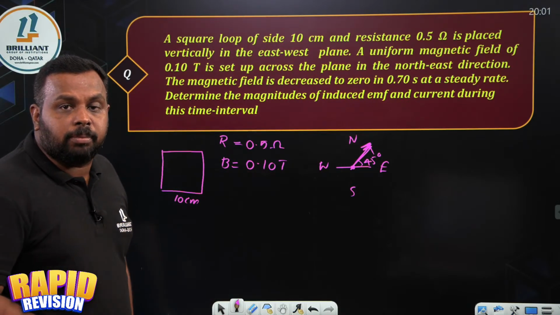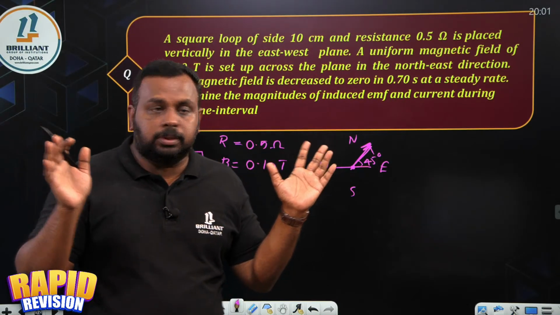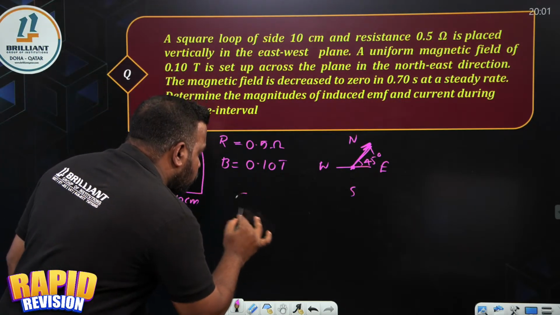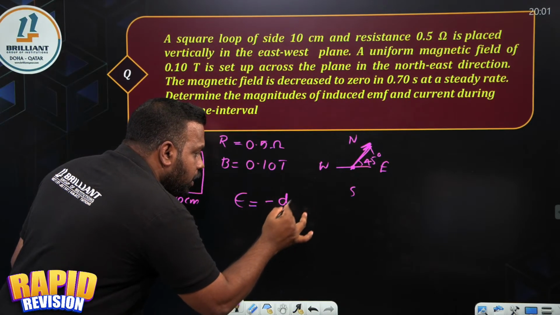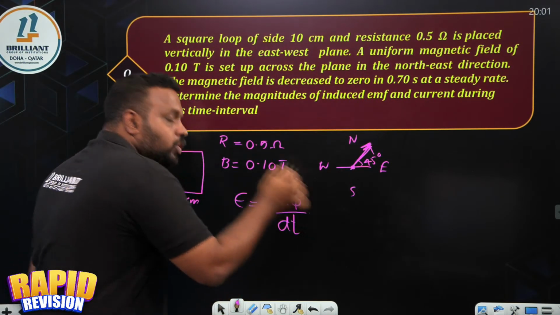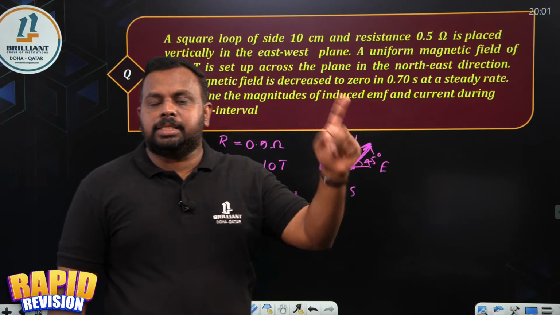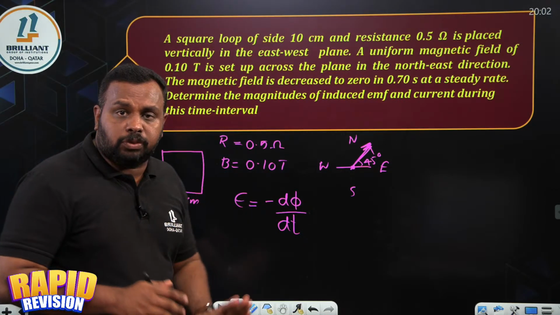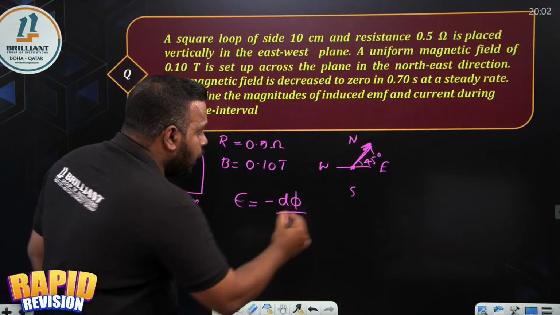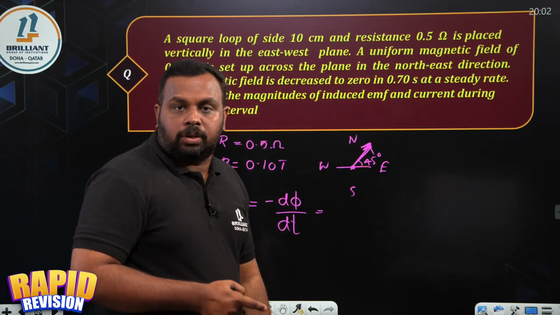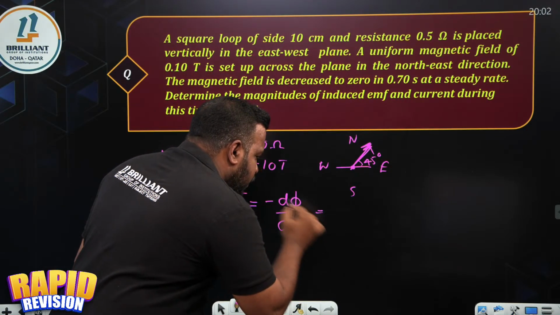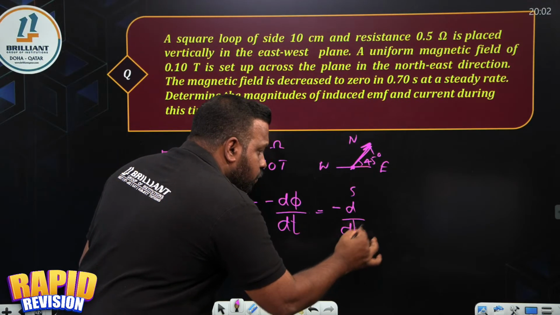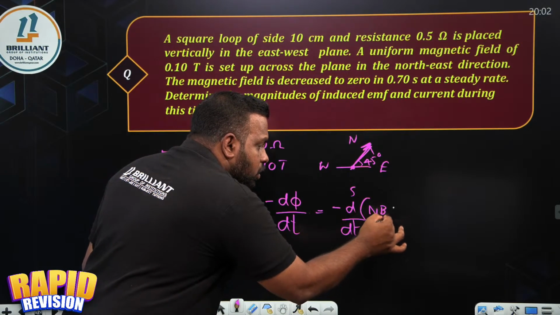What is the formula for EMF? This is not a question directly from motional EMF. So many data are there: B is there, loop is there. Go to Faraday's law. E is equal to minus d phi by dt. My dear students, what is d phi? D phi is the change in flux. Here they did not give any value for the change in flux, so it's our duty to find it. What is the formula for flux? So minus d by dt of NBA cos theta.